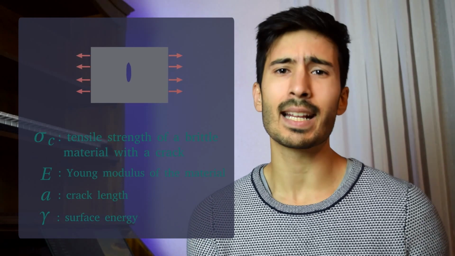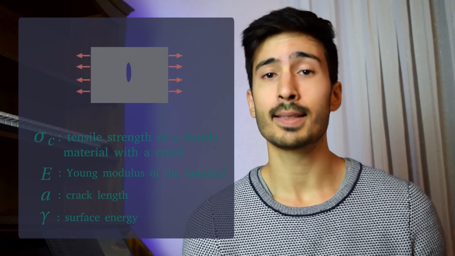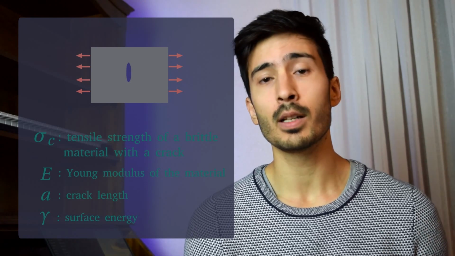Let me show you. First things first, we are going to consider exactly the same quantities as the ones relevant to determine the tensile strength of a brittle material with a crack of length A. You must be asking yourself, why these quantities in particular? Maybe there's a quantity missing, or maybe one of these quantities won't influence the tensile strength of the material. We will talk about that later in the video. For now, just stick with me.